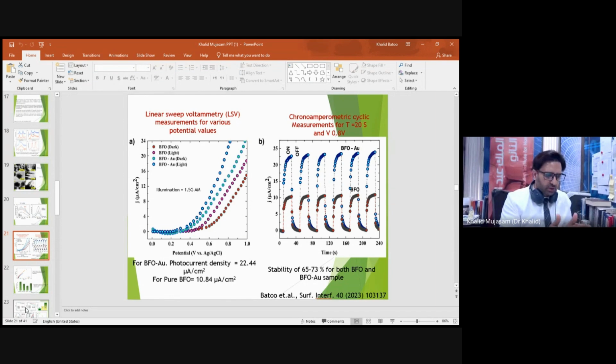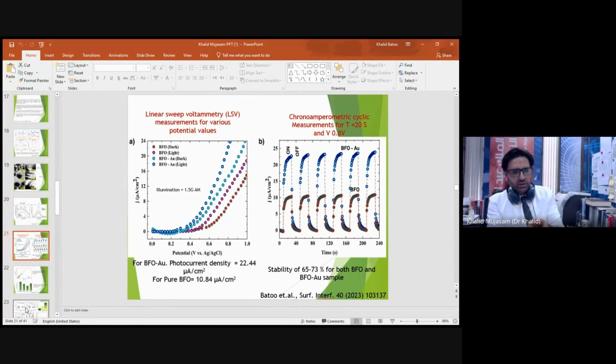What we observed for the pure BFO, under illumination with 1.5 G, was a photocurrent density of 10.84. However, as we decorated the BFO with the gold, the photocurrent density has gone double. It is 22.44 microampere per centimeter square.